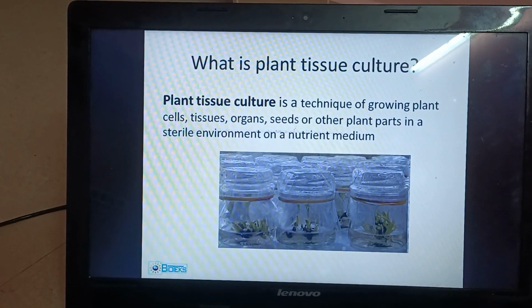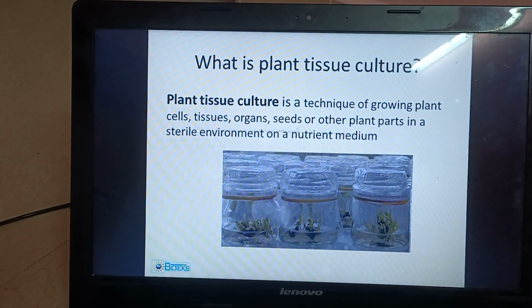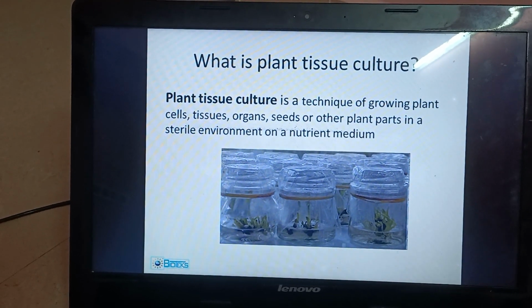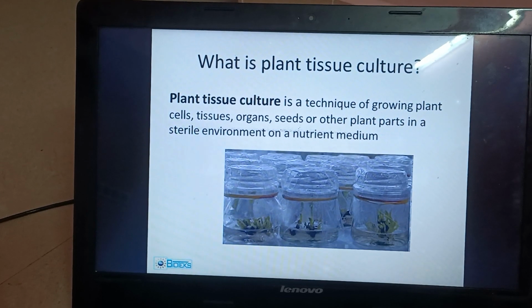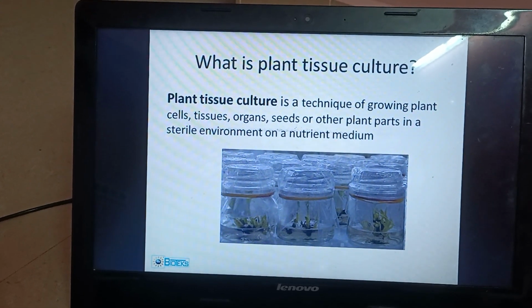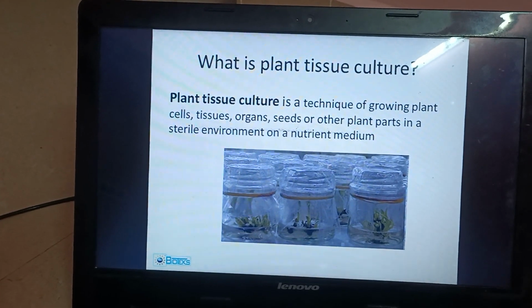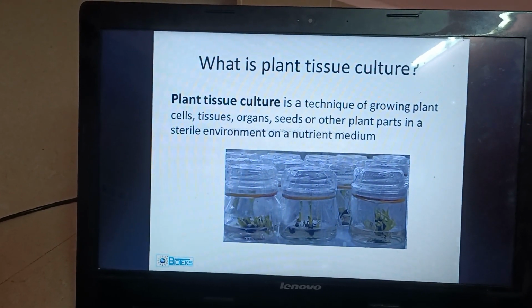So, what is plant tissue culture? As we all know, plant tissue culture techniques, isn't it? So, how are we going to do that? What is plant tissue culture? How to culture in in vitro condition? These things we are going to learn in this chapter.